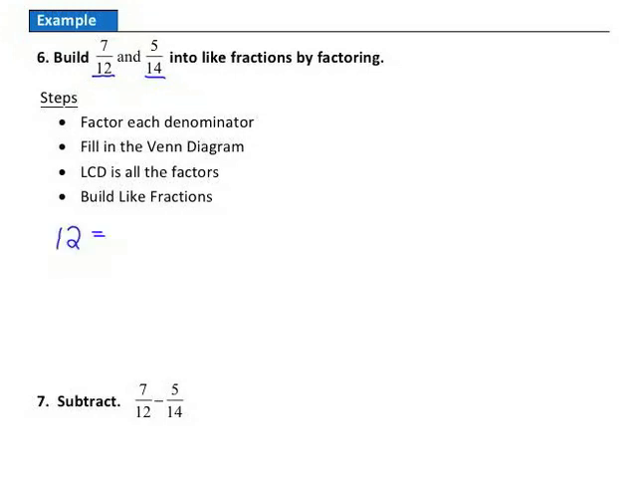So let's start with 12. The prime factorization for 12 is 2 times 2 times 3. And if you want to verify that, go and check that on scratch paper. The prime factorization for 14 is 2 times 7. All right, so I factored each of the denominators. Now I want to fill in the Venn diagram. Let's draw a Venn diagram.